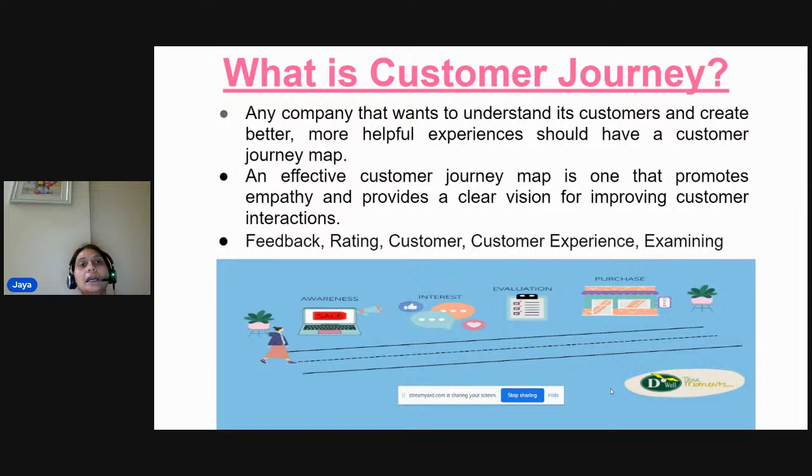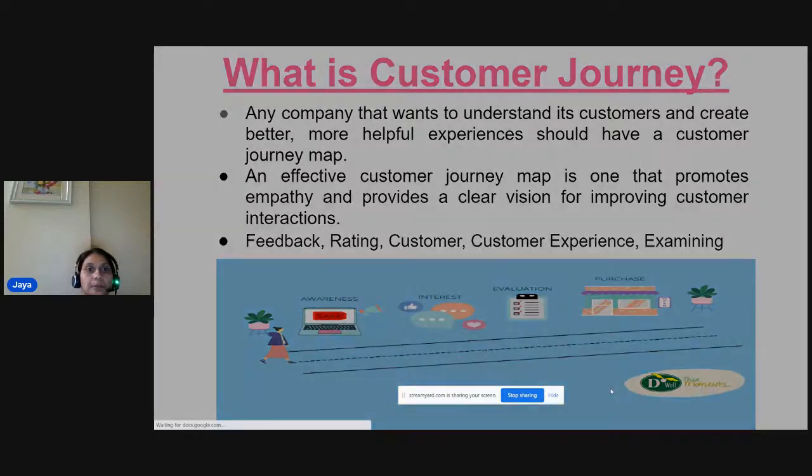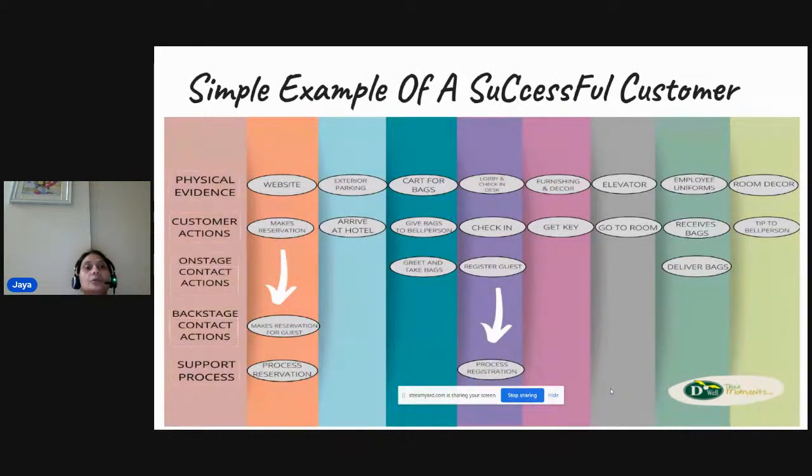In this slide, we cover the definition of what the actual customer journey is and the phases it goes through: the feedback, the rating, the customer experience, as well as examining the product or the service which the customer wants from the particular brand. So this is what a customer journey is. The second part is about how we get a perfect customer journey. I'm starting the second slide with a simple example.